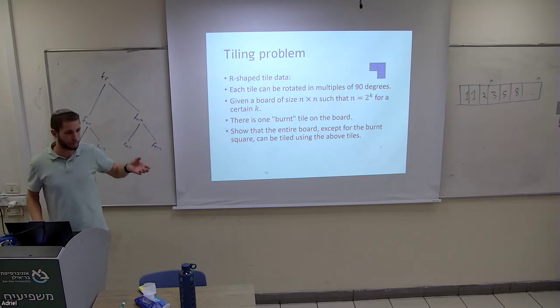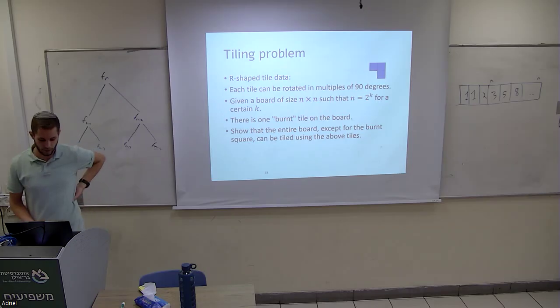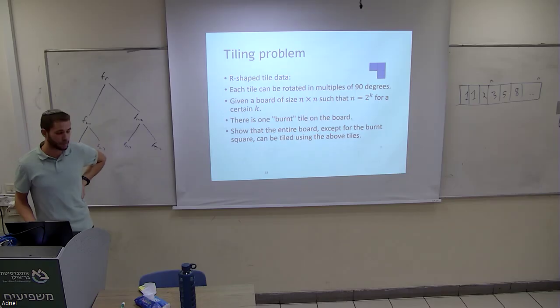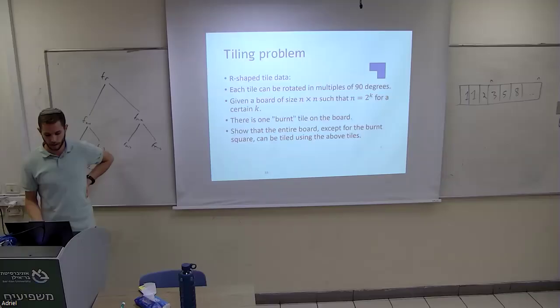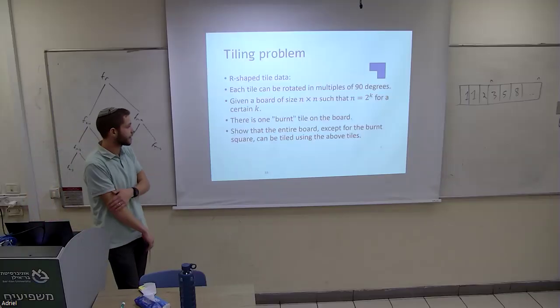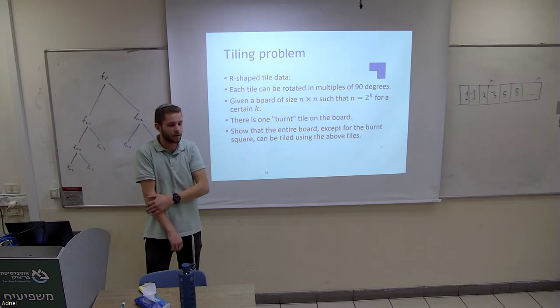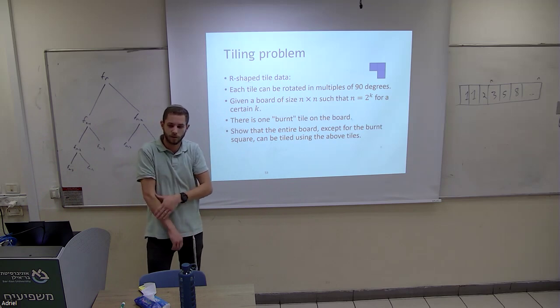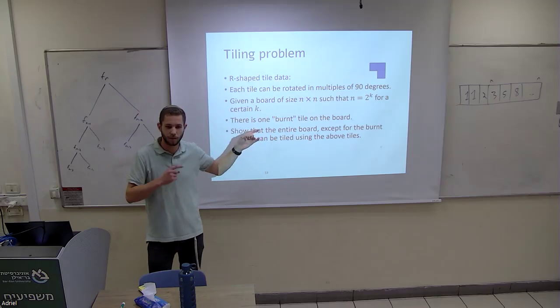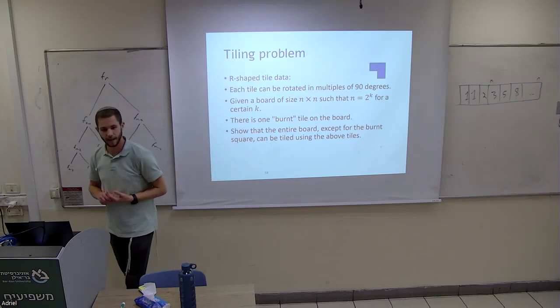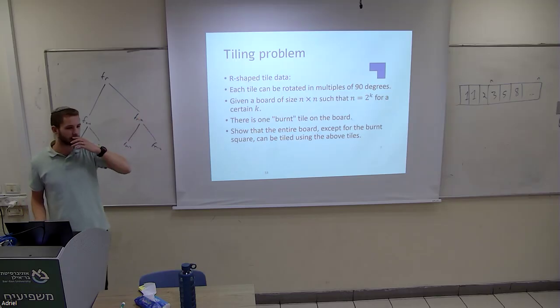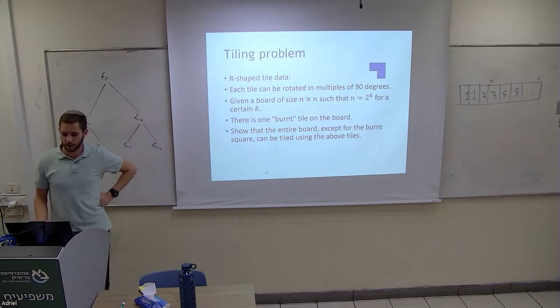And we're given one burnt tile that we don't have to cover, otherwise it's not possible. But if we have one tile that we don't have to cover, show that the entire board, besides for that one tile, can be covered using those shapes. This might remind you of something you learned in discrete mathematics, where you proved something similar by induction. I think you might have even proved this with induction. Probably, but you do something very similar.